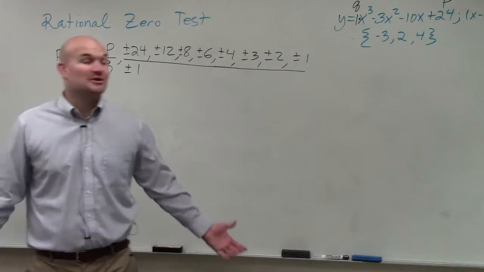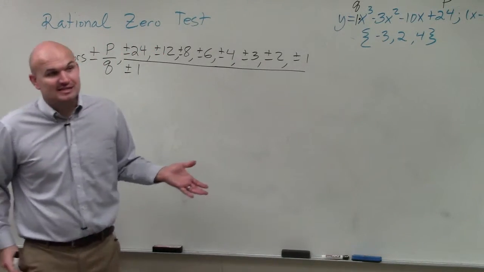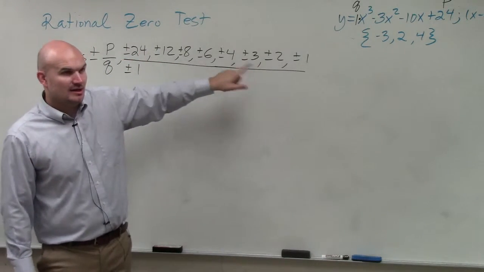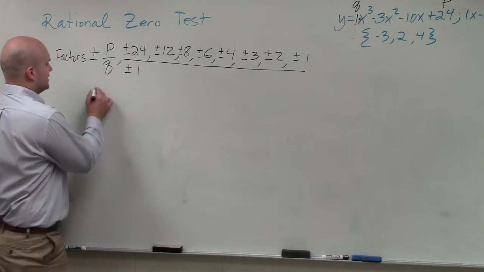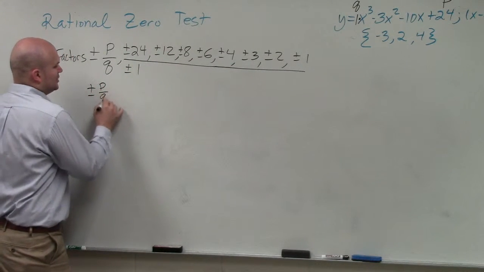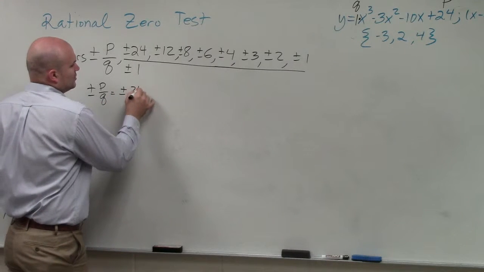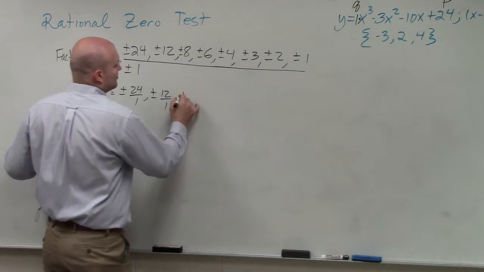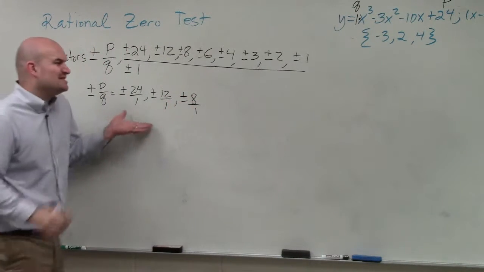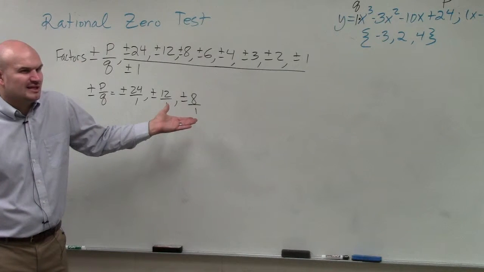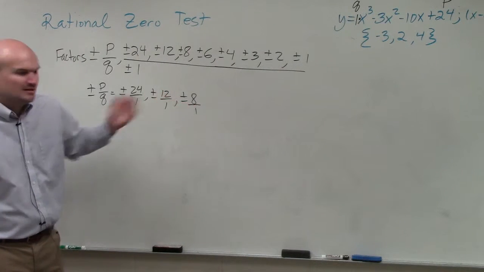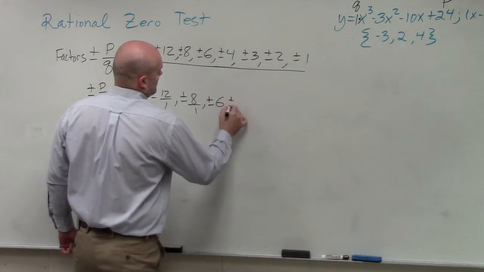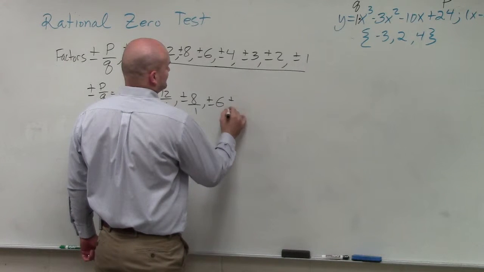Well, fortunately for us, we only have one factor, right? So this one actually isn't that bad. But what we're going to do now is take the factors of each P and write them over Q. So basically, plus or minus P over Q is going to be plus or minus 24 over 1, plus or minus 12 over 1, comma, plus or minus 8 over 1. But do you guys see, since I'm dividing by 1, that's always just going to give me those values? Does everybody see that? So in reality, I don't really need to write those. I can just write them how they are.